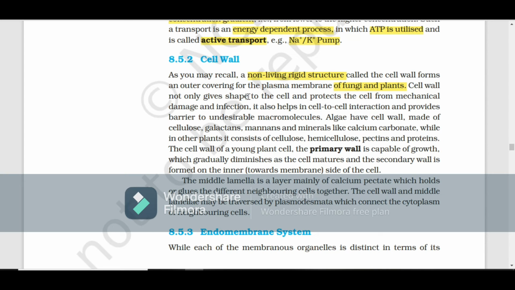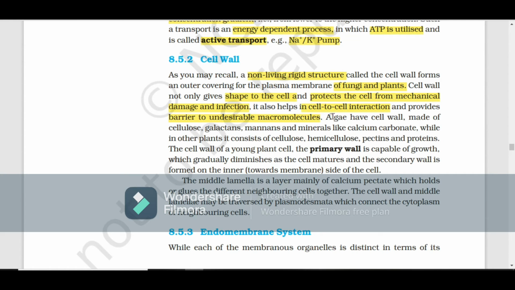Now, the cell wall not only gives shape to the cell, but also protects the cell from mechanical damage and infection. Any kind of damage, it will protect against. Infection, it won't allow. It also helps in cell to cell interaction. Adjacent cells, if they have to interact for the transport of certain molecules, then the cell wall plays an important role in that. And it provides a barrier to undesirable macromolecules, which could cause damage to the cell. The cell wall will prevent that.